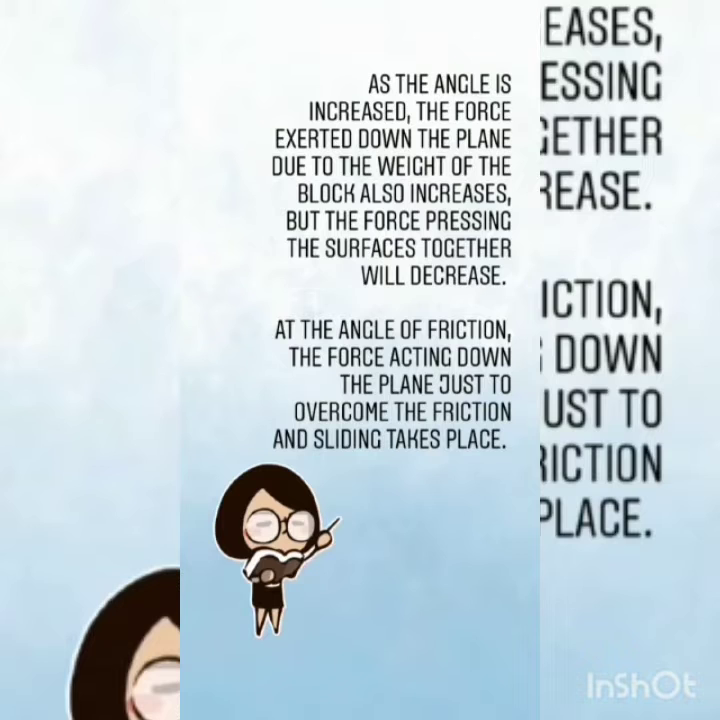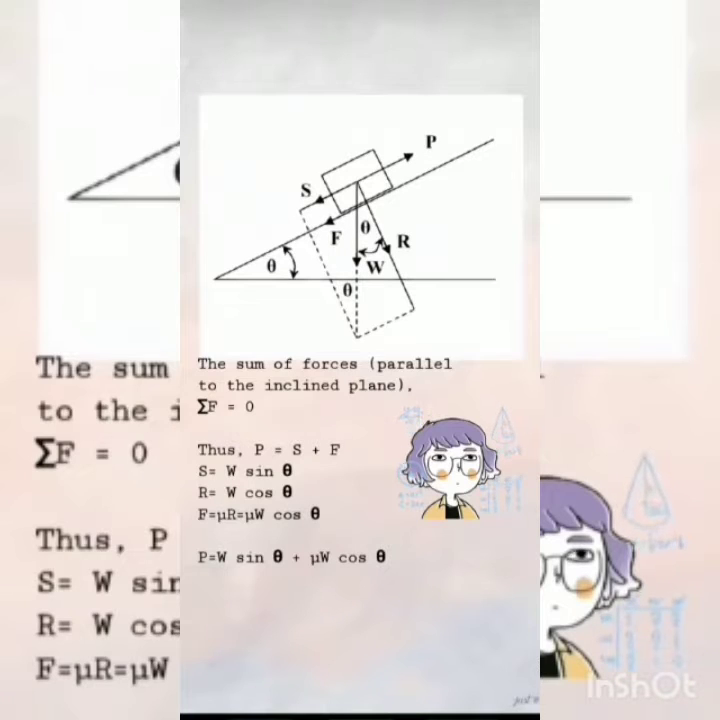At the angle of friction, the force acting down the plane just overcomes the friction and sliding will take place. This could be described as in the figure. The sum of forces parallel to the inclined plane is equal to 0. From the first equation, P is equal to S plus F, we get the final equation, which is P equal to W sin theta plus mu W cos theta, where P is the force required to overcome the friction to pull a block up the plane.